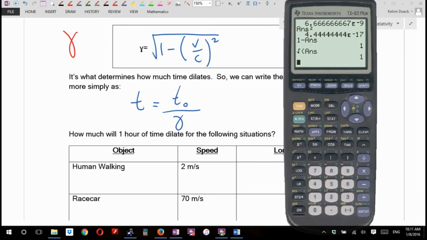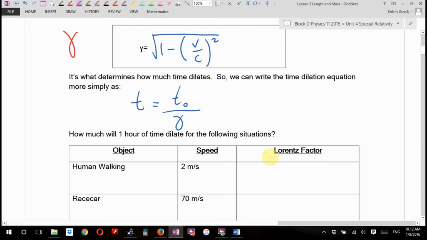Do you notice what happened on my calculator, which is probably better than any of your calculators? It's so small, my calculator couldn't keep track of the decimals. All of a sudden, I ended up getting as an answer a 1. It was really 1.000, some really small decimal, probably 40 zeros and then a 1, but my calculator couldn't handle it. And so it turns out the Lorentz factor, the time dilation factor when you're walking, is so close to 1 that we don't notice it.